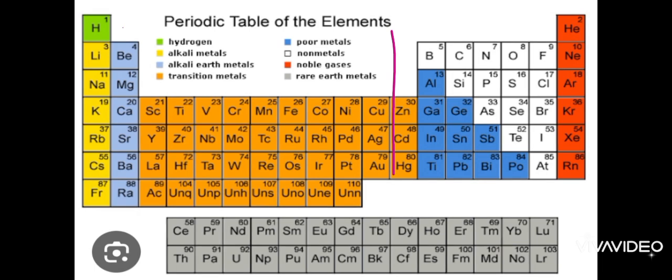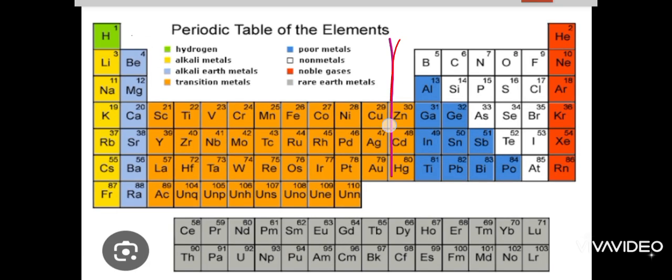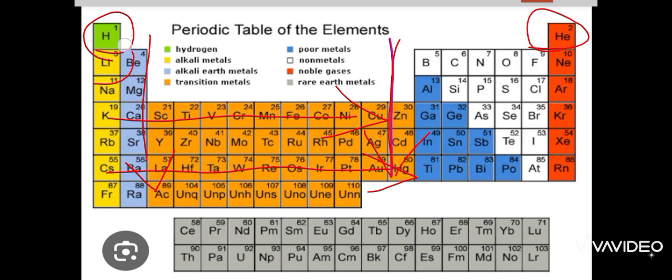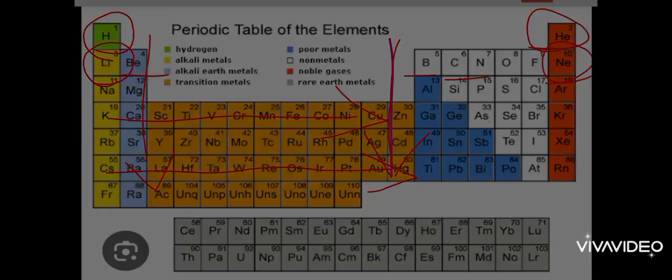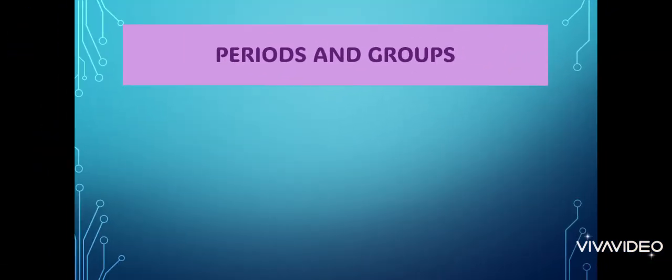Dear students, you can see that there are two types of arrangements of the elements in the periodic table. First of all, the elements are arranged from top to bottom. This top to bottom arrangement of elements are known as groups. Secondly, the elements are arranged from left to right. This left to right arrangement of the elements are known as periods. You can see that in the first period we have hydrogen and helium. In the second period we have lithium, beryllium, boron, carbon up to neon. Now let us define periods and groups and look at their properties.